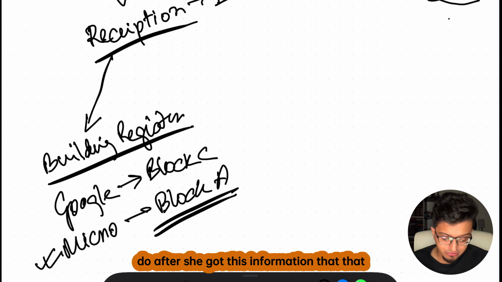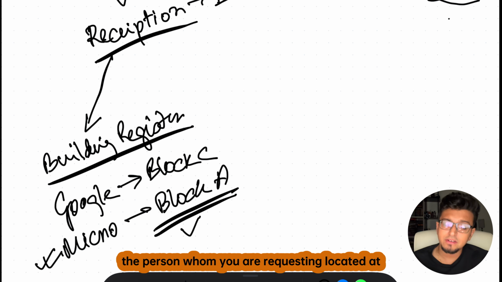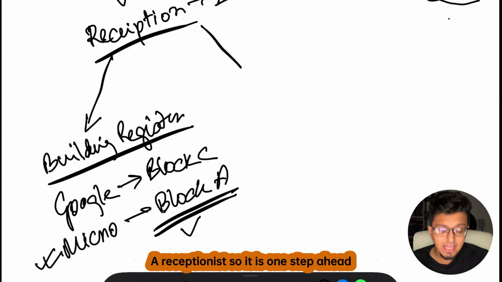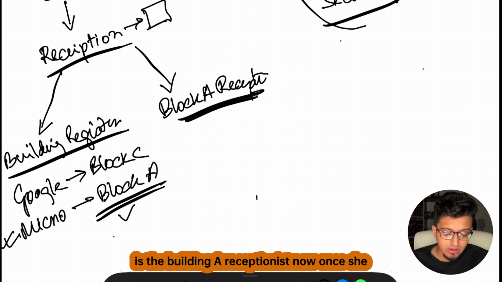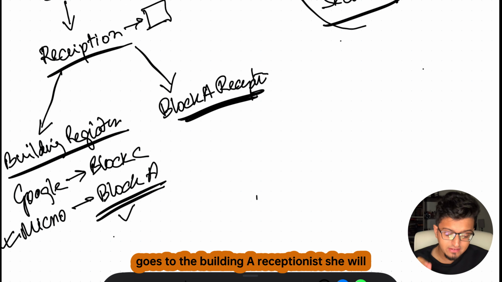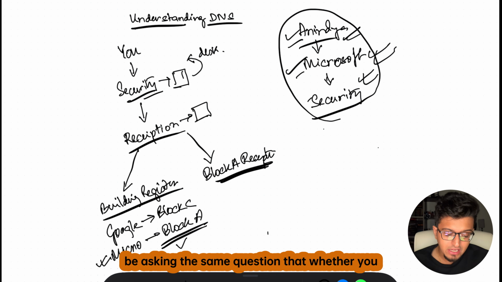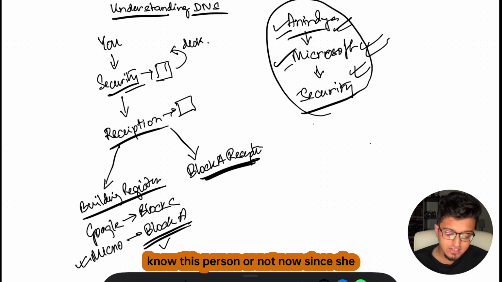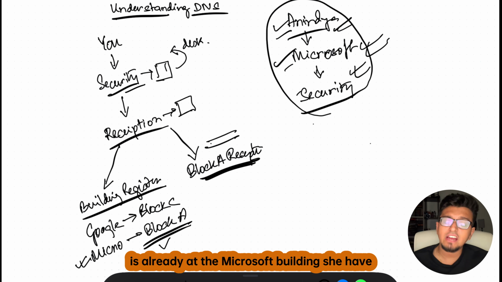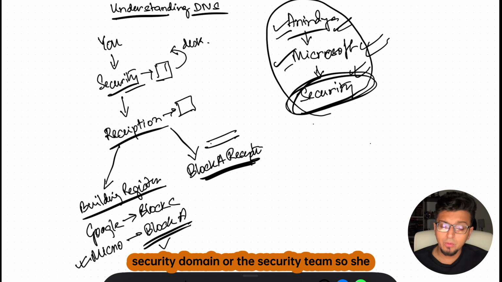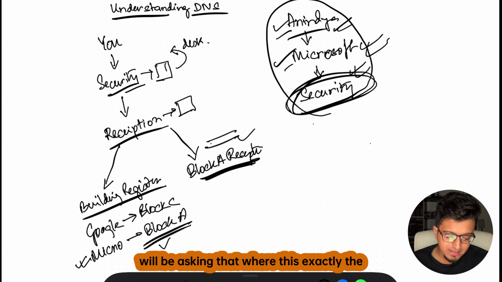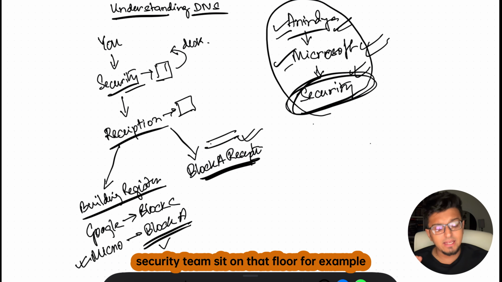Now after she gets this information that the person you are requesting is located at building A, she will go to the building A receptionist. So it is one step ahead. This will be the next receptionist, the building A receptionist. Once she goes to the building A receptionist, she will ask the same question, whether you know this person or not. Since she is already at the Microsoft building, she has to tell on which team I actually work. Since I am working in the security domain or the security team, she will ask where exactly the security team sits.